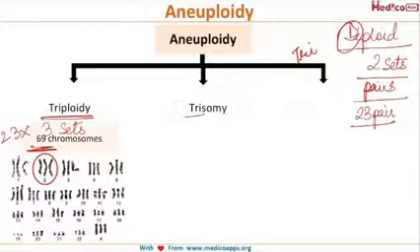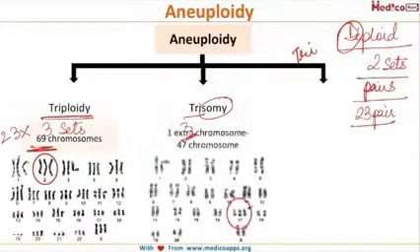Trisomy, we have 3, but what? Somy means single body. A single chromosome will be 3 in number. Instead of being in a pair, it will be 3 in number. As you can see in this example, for chromosome number 17, instead of being in a pair, there are 3 copies of chromosome number 17. So the total number of chromosomes here will be 47. It will increase by 1.